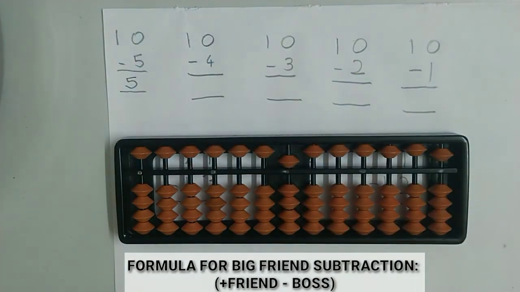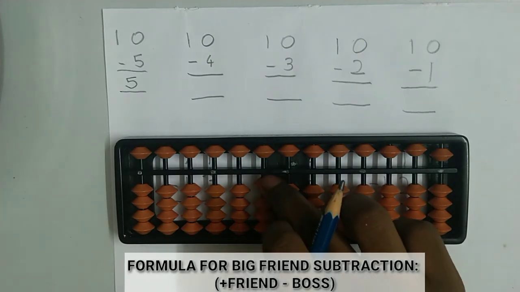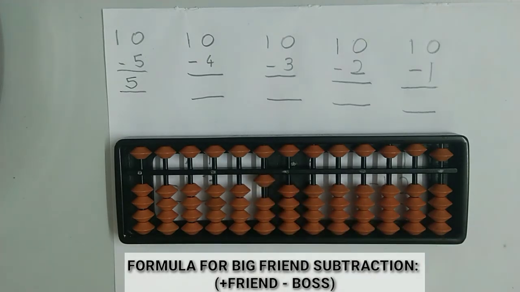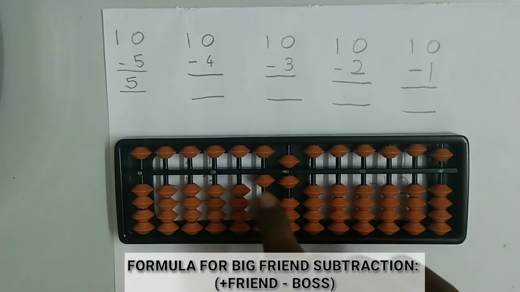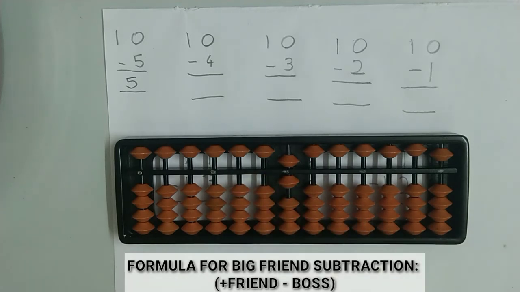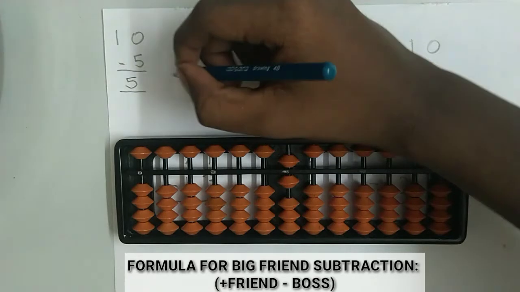Let's try the next example, which is 10 minus 4. First we have to represent 10 on the abacus and now we have to subtract 4. The friend of 4 is 6. So we add 6 because plus friend and subtract 10 because it's minus boss. So 10 minus 4 is 6.